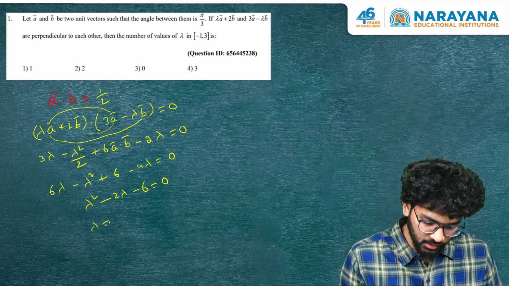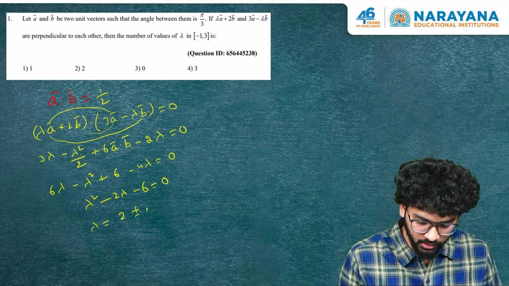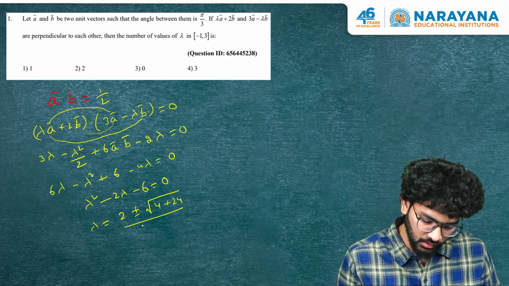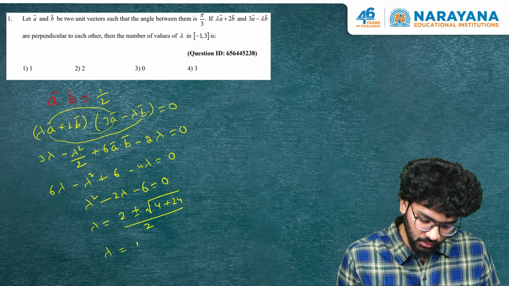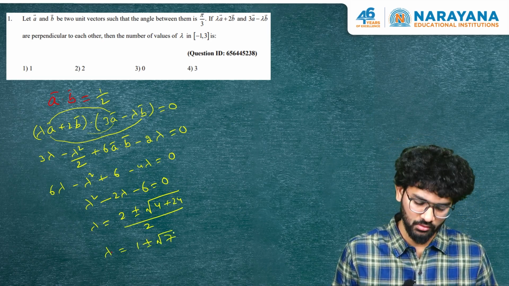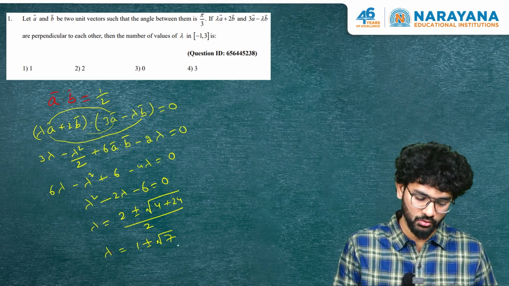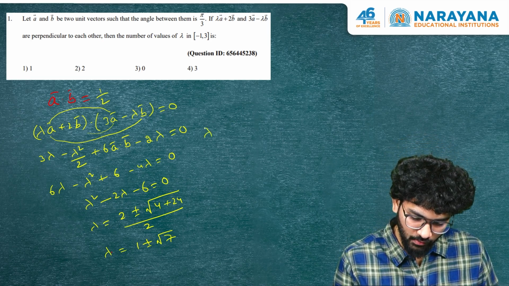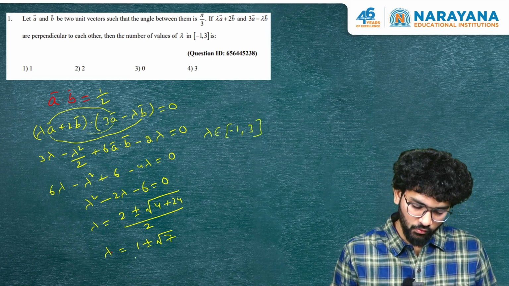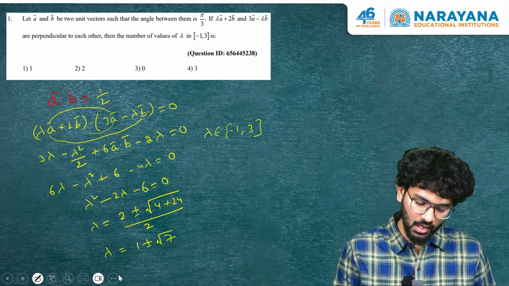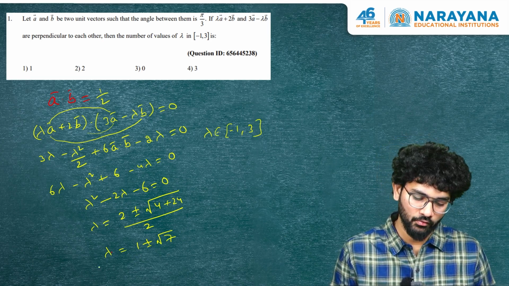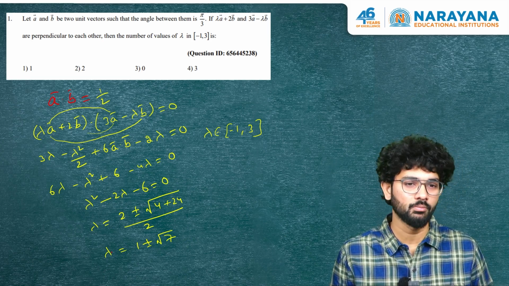So from here lambda is equal to 2 plus or minus square root of b square minus 4ac divided by 2a. So lambda is equal to 1 plus or minus root 7. Root 28 we can write as 2 root 7. 2 gets cancelled. So 1 plus or minus root 7. And he has asked us to find values of lambda in the closed interval minus 1 to 3. So 1 plus root 7 is greater than 3 and 1 minus root 7 is less than minus 1. So both the values will not satisfy. So number of values of lambda in the interval minus 1 to 3 will be 0.